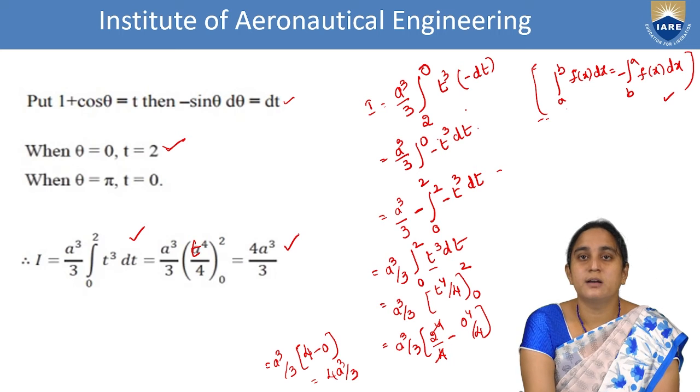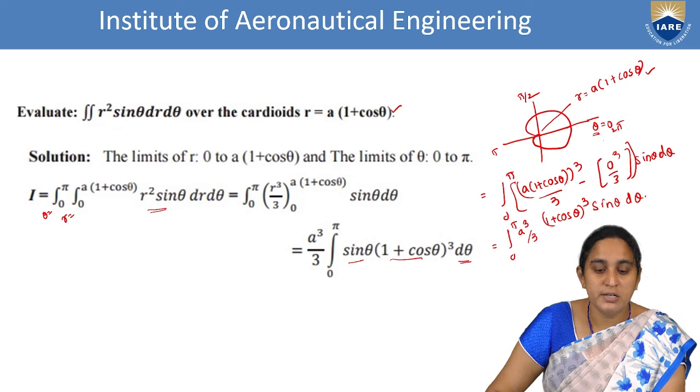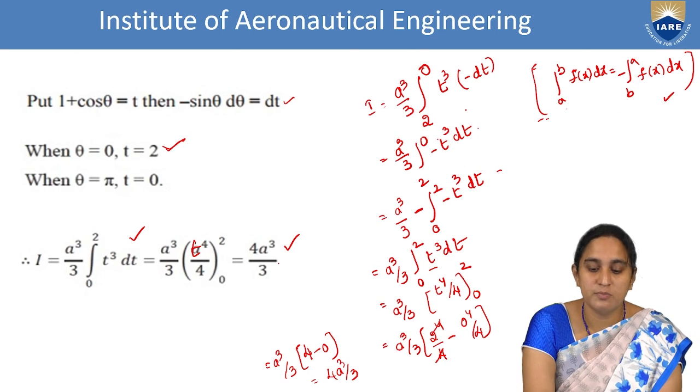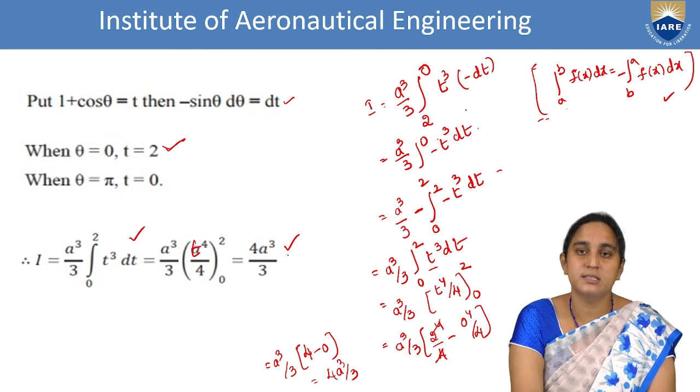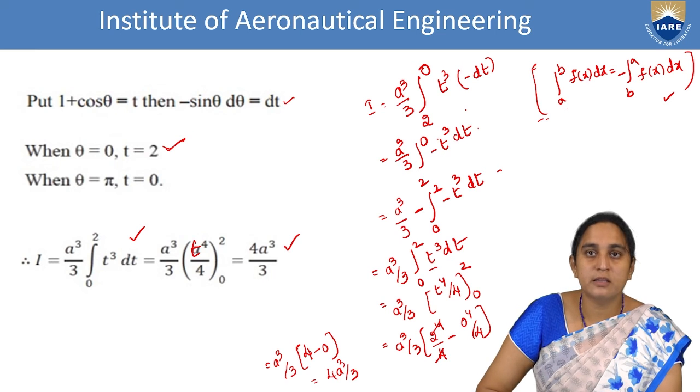Therefore, the evaluation of the double integral of r square into sine theta dr d theta, value how much? 4a cube by 3. This is the second question for the polar form. Now we'll discuss one more question on the polar form.